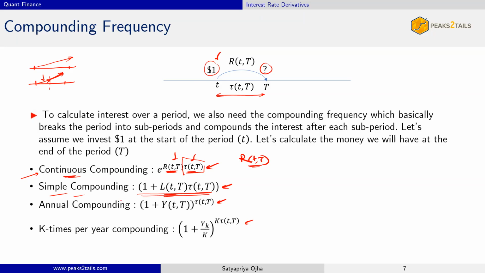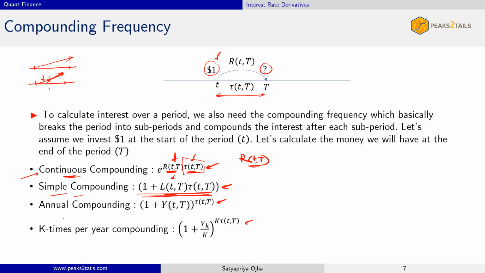This is how you just quote the rate. I'll give one example. When you are driving a car, I can quote the speed. Speed is a rate, same idea. Speed in miles per hour or kilometers per hour, different units. So accordingly, you modify your calculations. All right, simple compounding, you understood, it's just linear growth. I'm using the notation L to indicate that it is a simply compounded interest rate, while R is the continuously compounded interest rate.